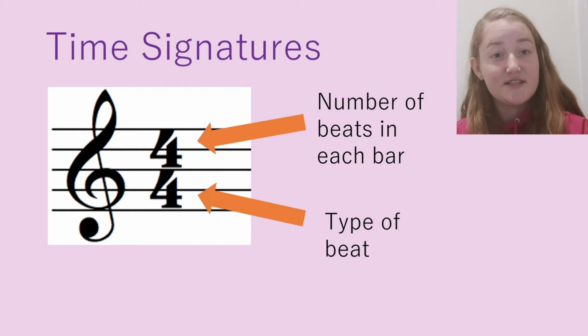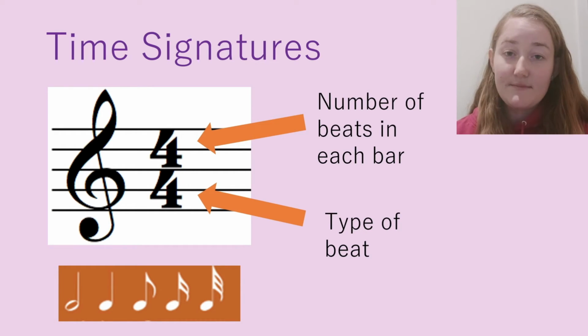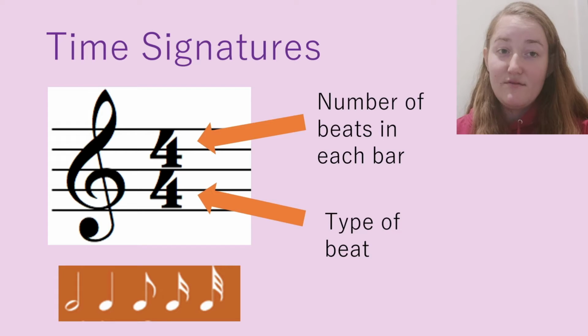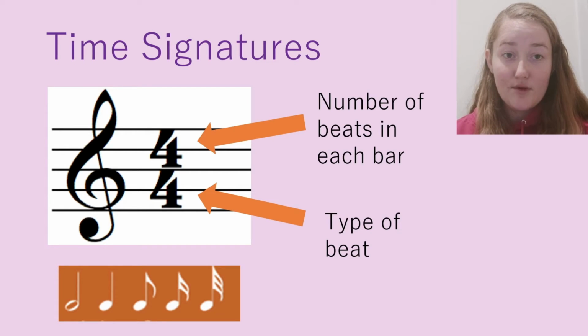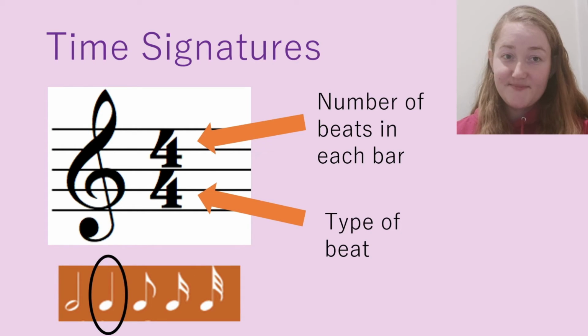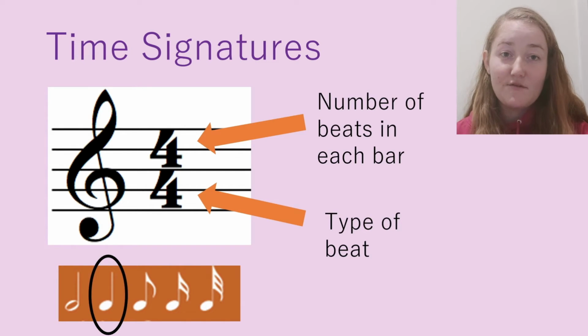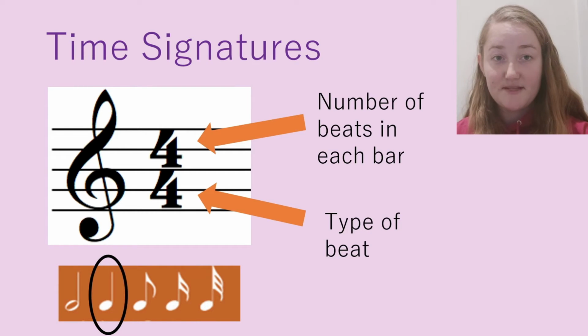The bottom number tells you the type of beat. Have a look at these notes, which are all a different length. Which of these notes can fit into a semibreve 4 times? I'll give you a reminder that a semibreve is a note which lasts for 4 beats. The answer is this one, a crotchet. This fits into a semibreve 4 times, and this tells us that the 4 at the bottom of the time signature means the type of beat is a crotchet beat.